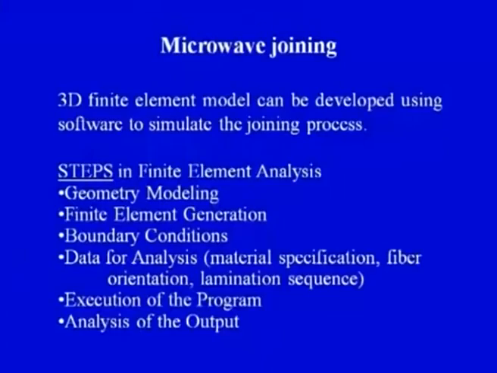So what are the steps involved? I will just read out the steps because we have already discussed these steps in detail while we were seeing the modeling of the drilling process. So these steps are geometric modeling, number 1, again the finite element generation, boundary conditions have to be specified, then the data for analysis has to be given, and finally the execution of the program and analysis of the output. So material specification, fiber orientation, all this has to be specified depending upon the composite adherents that we are using.